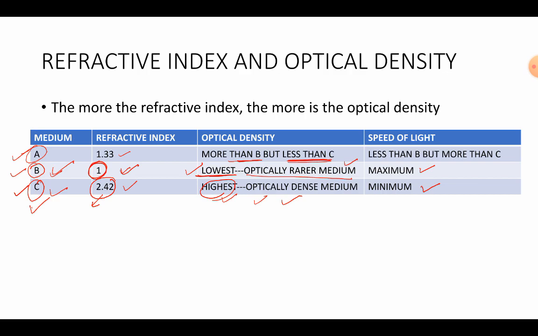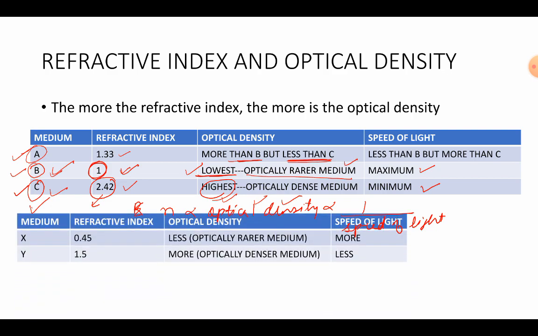So we all understand that refractive index is directly proportional to the optical density. And we now understand one more relation, that it is inversely proportional to the speed of light. Okay, so this is the perfect relation that we are getting. Let us all now understand it with one more example.